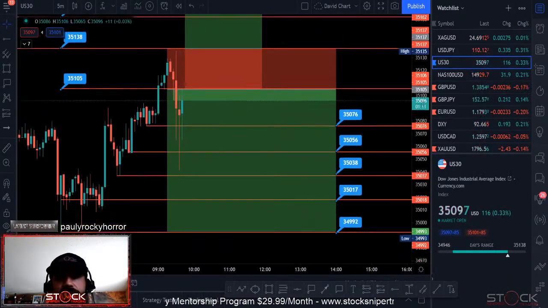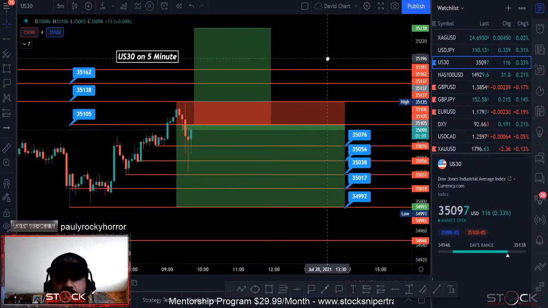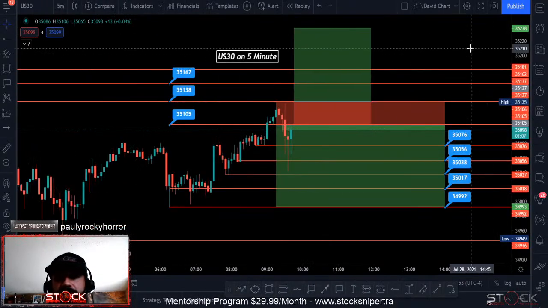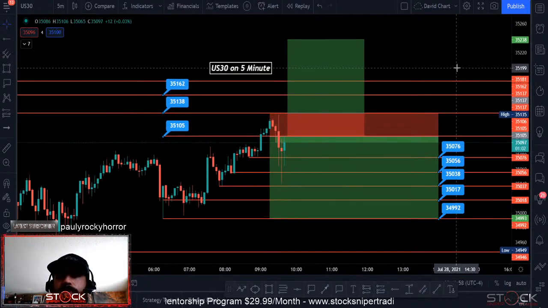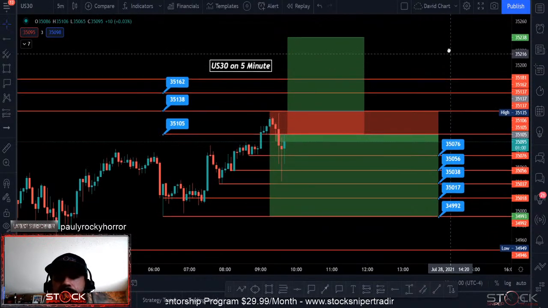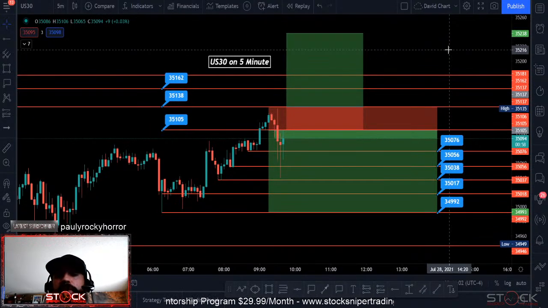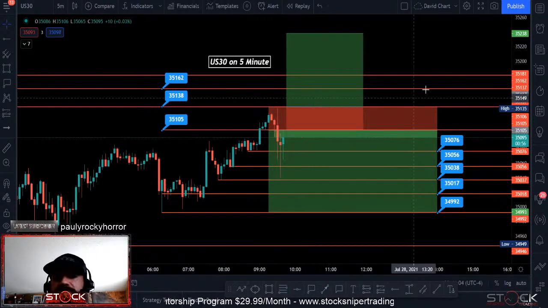US30. Okay, look at this, guys. A little bit of a push down. US30 has been very, very bullish as of late. So remember this, guys, this should not really be new to you. If you've been following along with my calls and Ron's calls, we get some retracements here, but overall the trend has been very bullish.